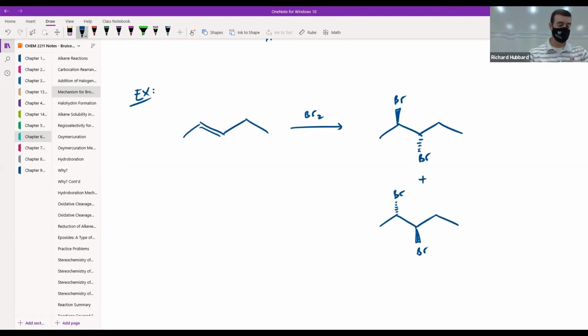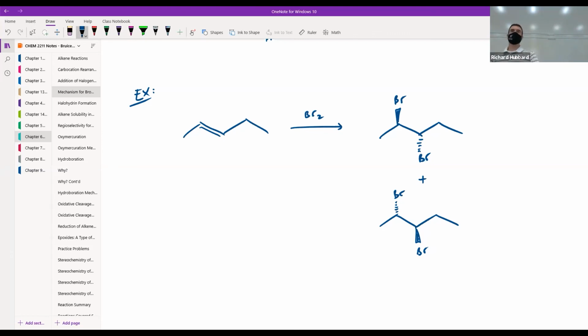And again, the point being made is that oftentimes people lose points because they're not looking at the entire product distribution. They're getting the initial addition of bromine, but they're not showing the stereochemistry, absolute stereospecificity, trans only, and they're not showing the breadth of the number of products possible.